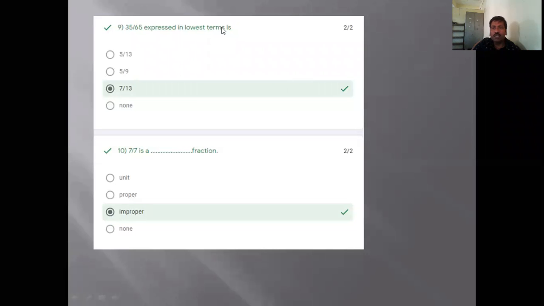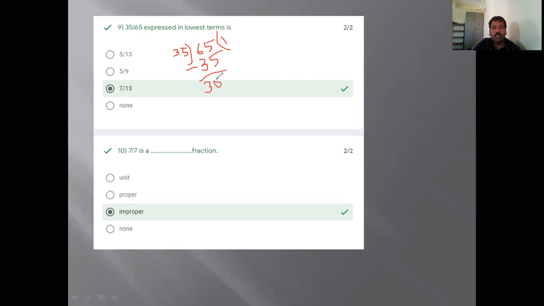There are many methods to find the HCF, but here we will use the division method to find the HCF. 65 divided by 35 gives quotient 1. When we subtract 35 from 65, we get 30.